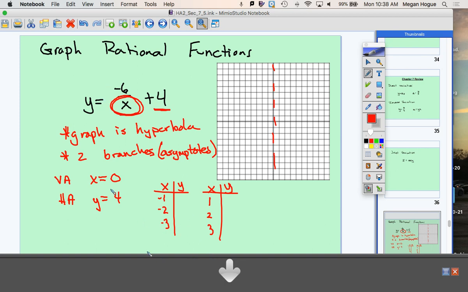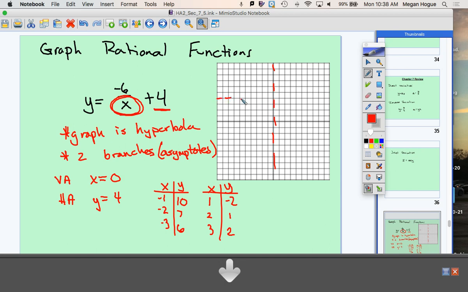And then I'm just going to plug all those in. I saved what we did last period. -1 is 10. -2 is 7. -3 is 6. 1 is -2. 2 is 1. 3 is 2. I'm going to put that other asymptote in there.